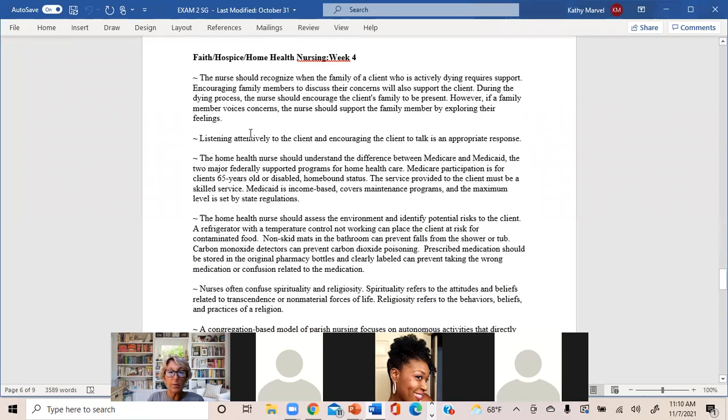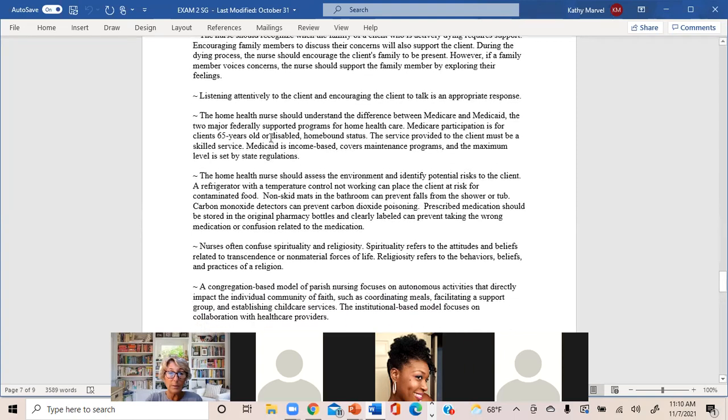Right up here. During the dying process, the nurse should encourage the family members to be present. But you will have family members that are not engaged or voice concerns. And the nurse, as a hospice nurse, should be able, the expectation is that they should be able to support all family members and maybe explore the feelings of family members who aren't engaged. And that was my example of listening attentively. We had family members in our family that were not engaged. And she finally got everybody engaged. And the way she did it was incredible.